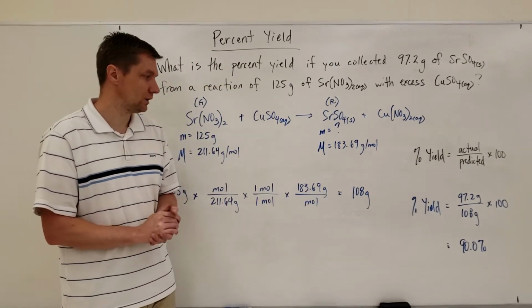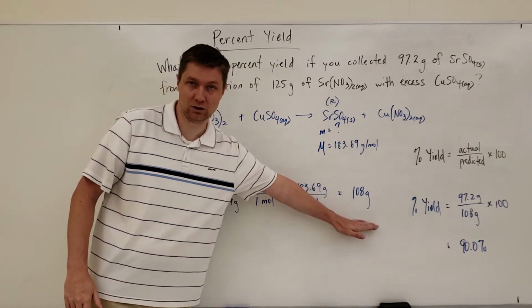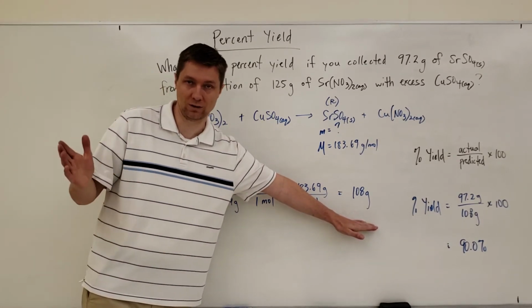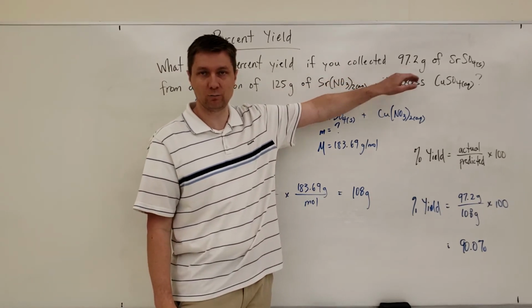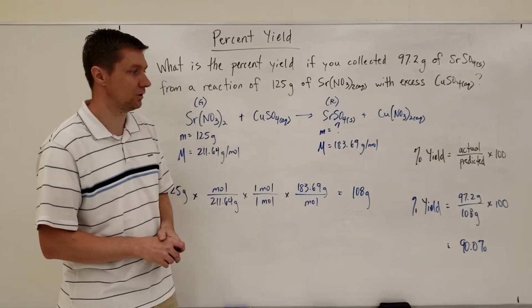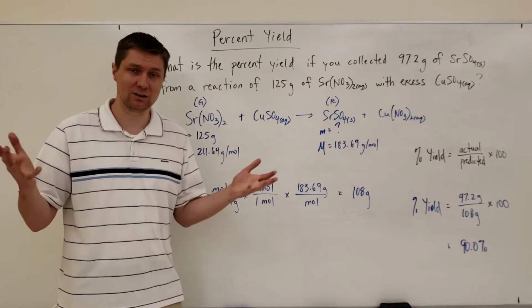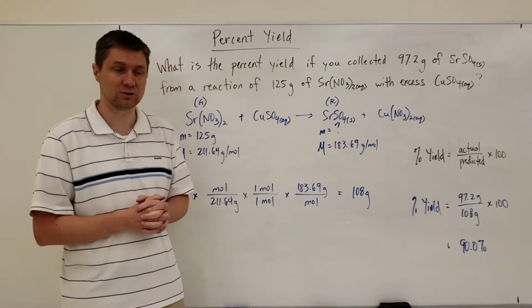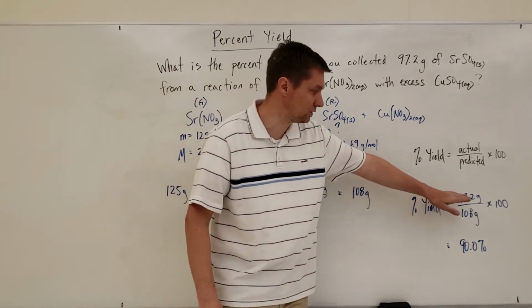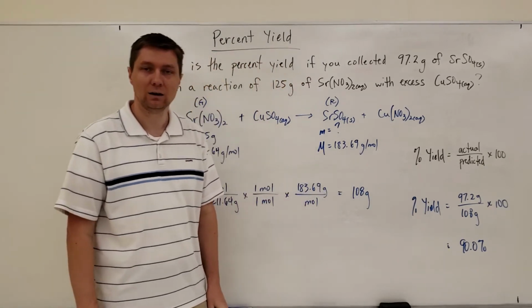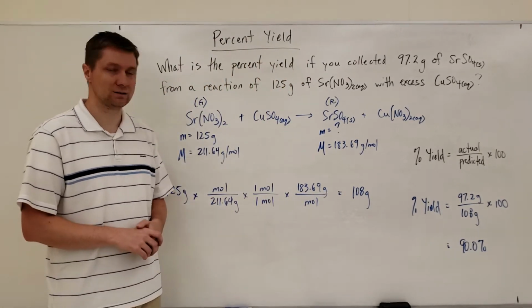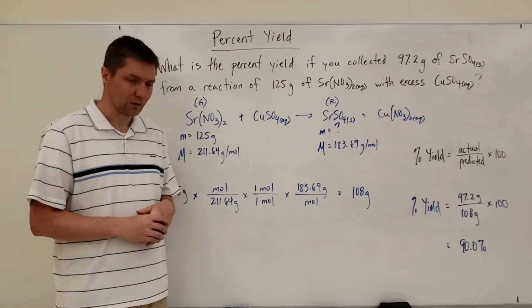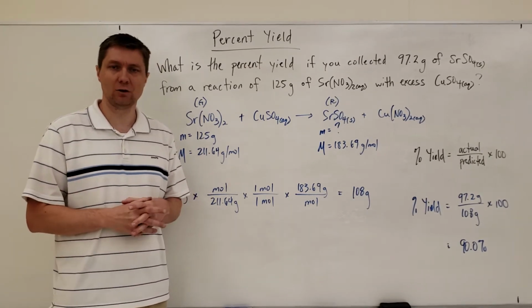So in other words, this is how much I could get, and I wouldn't ever get more than that. And this is how much I actually collected, so 97.2 grams of strontium sulfate in this case. And so from that, I just take those two numbers and calculate a percentage out of that. So 97.2 grams divided by 108 gives me 90.0% as my answer.